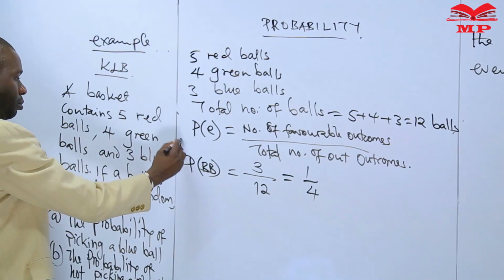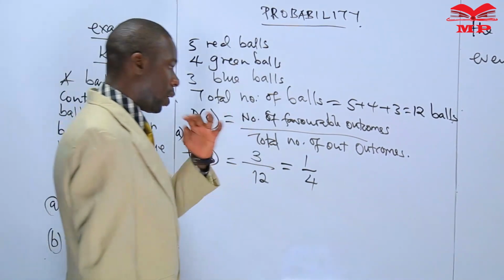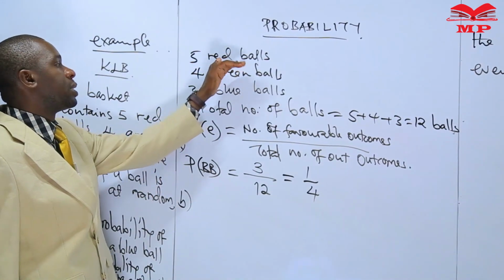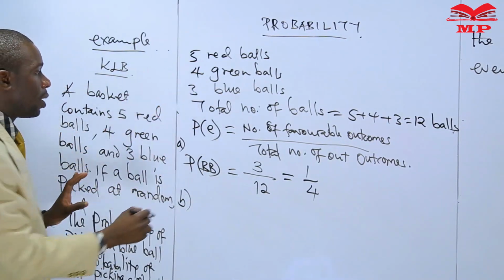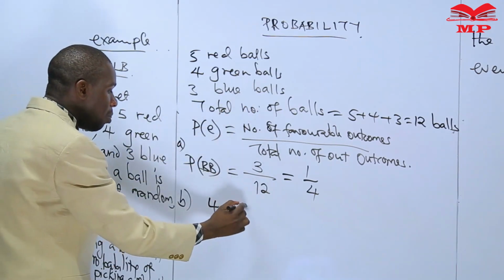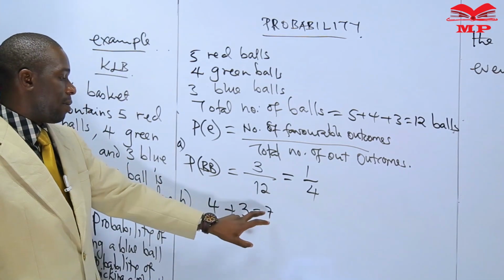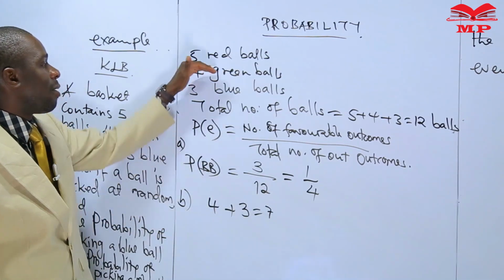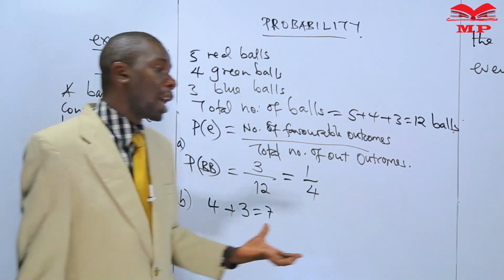Otherwise, for part B, we are asked to find the probability of not picking a red ball. So to pick a red ball, red balls are 5. So not picking a red ball means you are picking from green balls, which are 4, plus you are also picking from blue balls, which are 3. So your favorable outcome here is only 7. The balls you can pick are only 7 because these balls are either green or blue balls, because we are saying we don't want to pick a red ball.